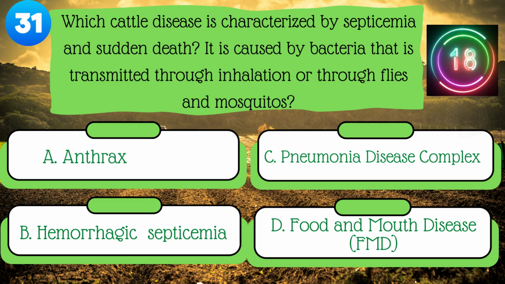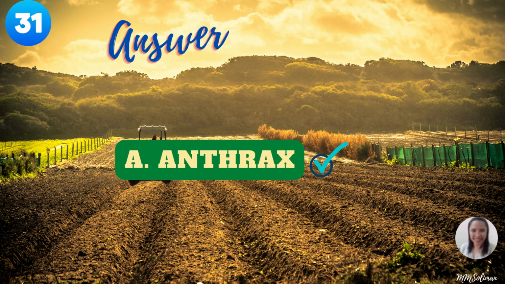Which cattle disease is characterized by septicemia and sudden death? It is caused by bacteria that is transmitted through inhalation or through flies and mosquitoes. A. Anthrax. B. Hemorrhagic septicemia. C. Pneumonia disease complex. And D. Foot and mouth disease. Anthrax. Anthrax is a serious infectious disease caused by gram-positive rod-shaped bacteria known as Bacillus anthracis. It occurs naturally in soil and commonly affects domestic and wild animals around the world. People can get sick with anthrax if they come in contact with infected animals or contaminated animal products.